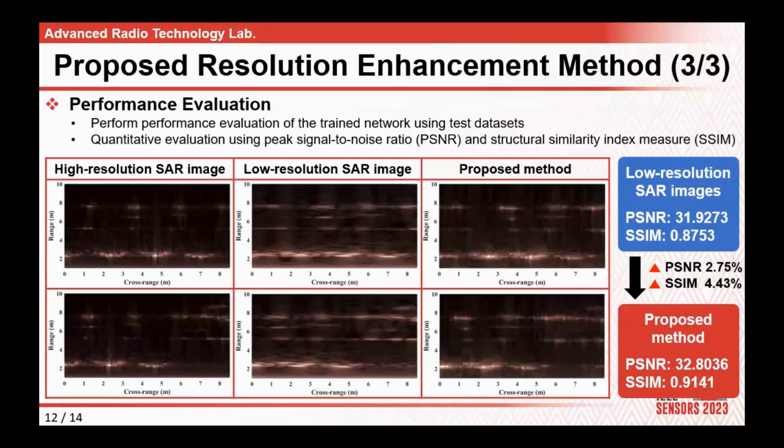For a quantitative evaluation of the proposed method, the image quality metrics PSNR and SSIM are calculated. The values shown on the right are the average values of PSNR and SSIM for the test datasets. Compared to existing low-resolution SAR images, the SAR images of the proposed method improved PSNR by 2.75% and SSIM by 4.43%.